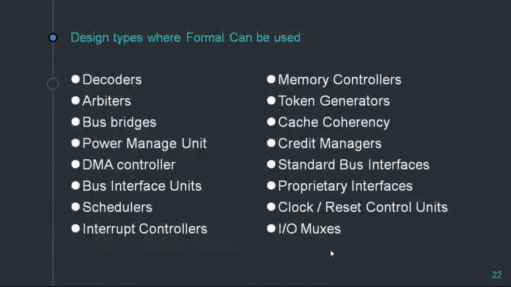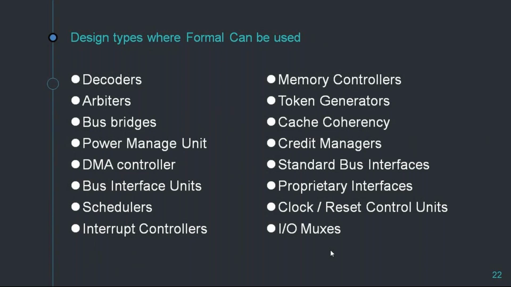Now, what are the different types of designs it can be used on? Primarily, it is control path verification. Data path can also be verified. But in this slide, we are looking at the different control path designs that we see commonly in the industry. That is different decoders, arbiters, bus bridges, DMA controllers, power management units, bus interface units, schedulers, interrupt controllers, memory controllers, token generators, cache coherency, credit manager, standard bus interfaces, proprietary interfaces, clock and reset control units, and IO muxes.